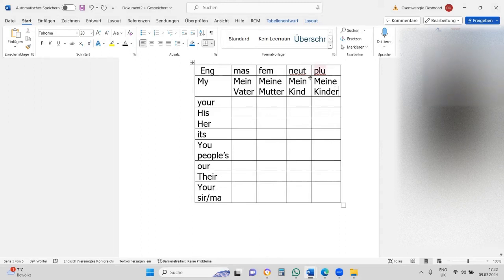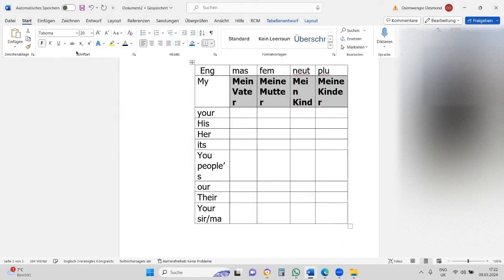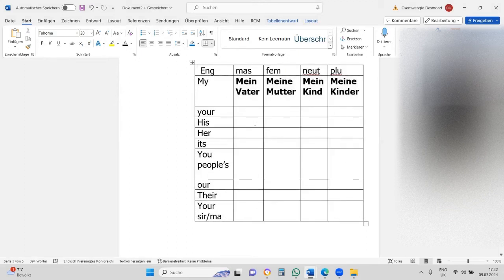So please, you must know the gender of the noun before you can ascribe whatever article you want to use to it. It's very, very important. If you don't know the gender of the noun, please always ask to be sure. It's better to ask than to speak nonsense. So, mein Vater, meine Mutter, mein Kind, meine Kinder. Let's say it. Mein Vater.